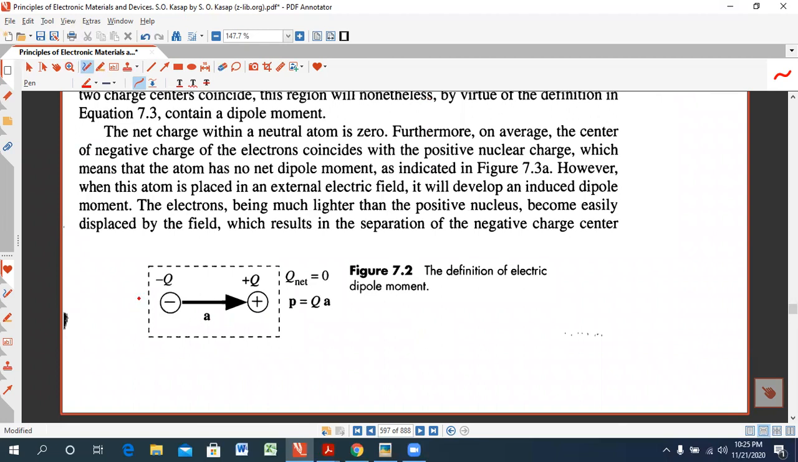So look, here they have slightly explained this. This one is negatively charged, and this one is positively charged, and the distance between these two charges is a. Now look, always remember there will be a conservation of charge. So the total net charge Q should equal zero. Don't forget about this.